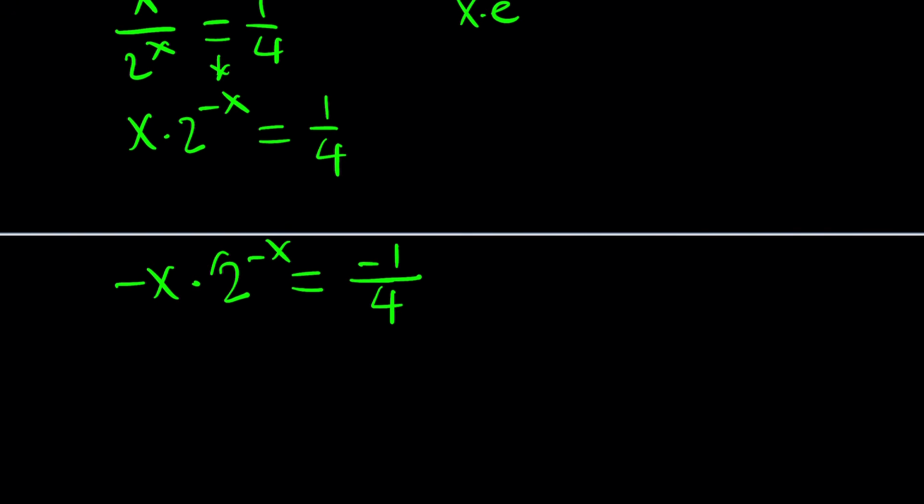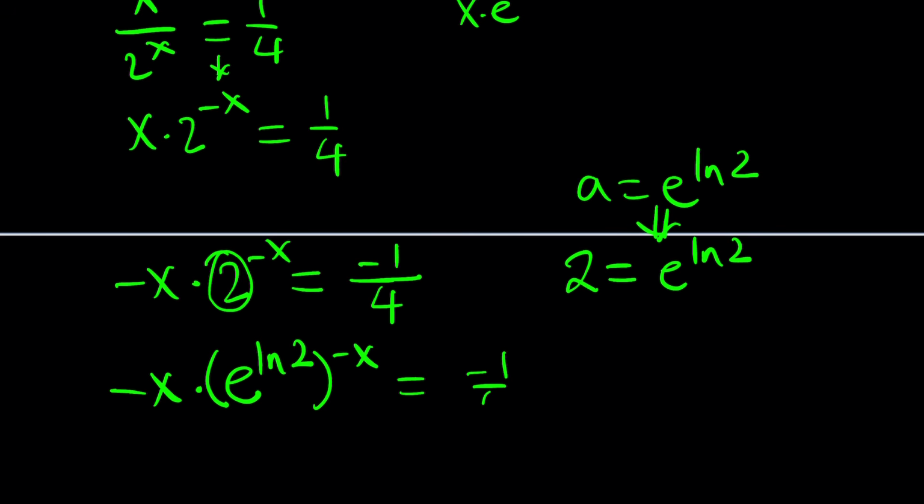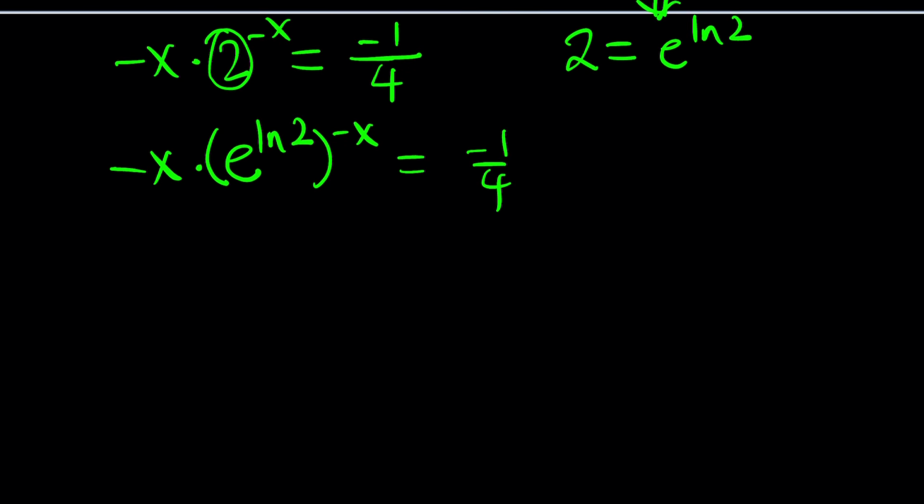And then we're going to change this 2 to an e. To do that, we're going to use the following identity. As you know, any a can be written as e to the power ln a. Therefore, 2 can be written as e to the power ln 2. What is so good about it? Now replace 2 with e to the power ln 2. And don't forget to raise it to the power -x. And of course, we still have -1/4 on the right-hand side because we haven't made any changes. We only substituted this for 2.